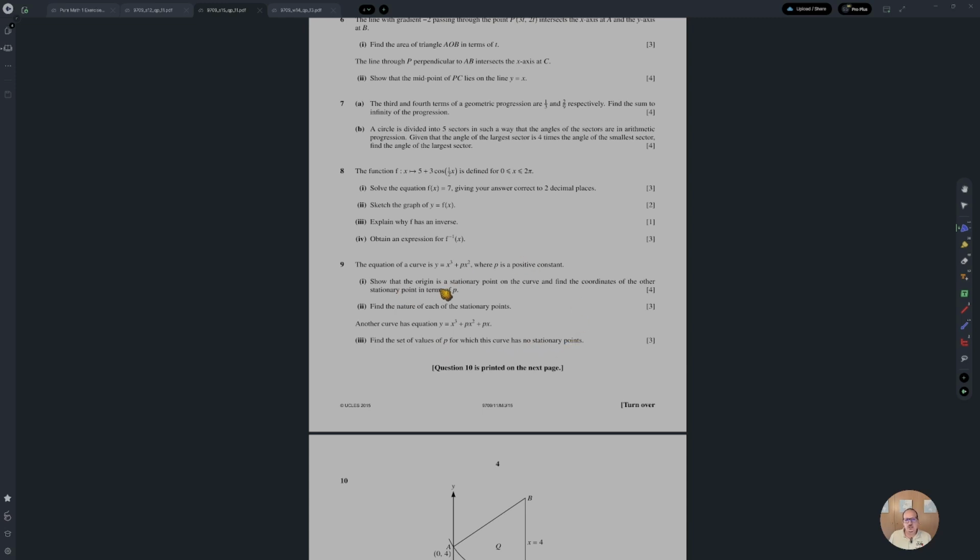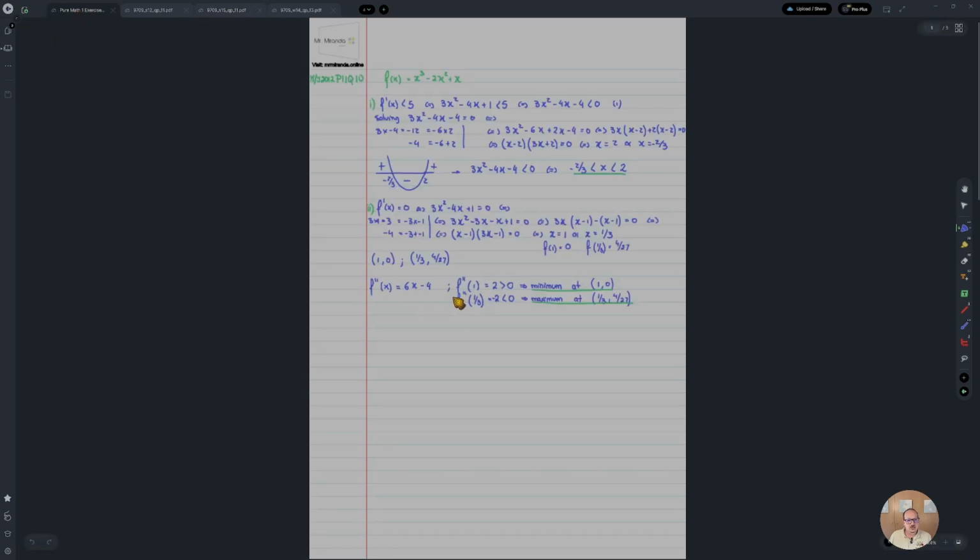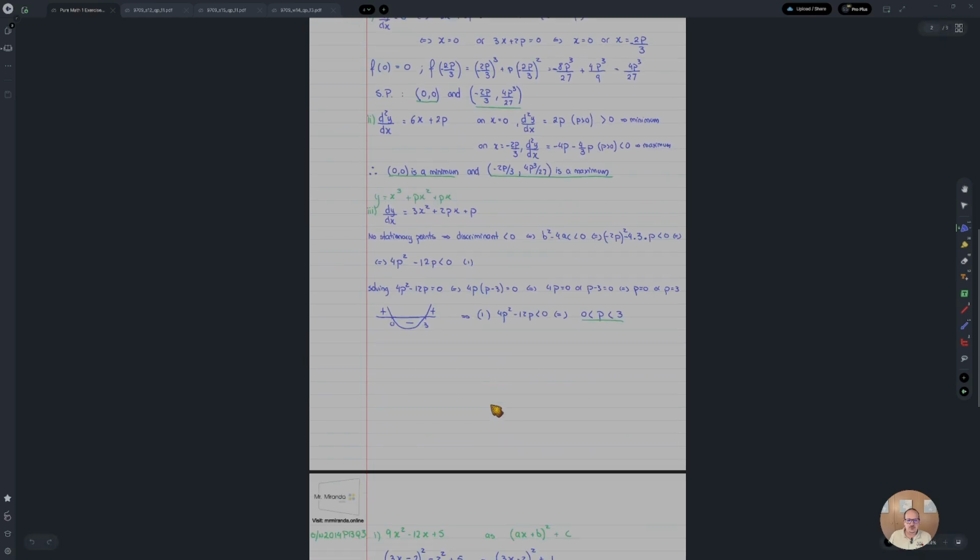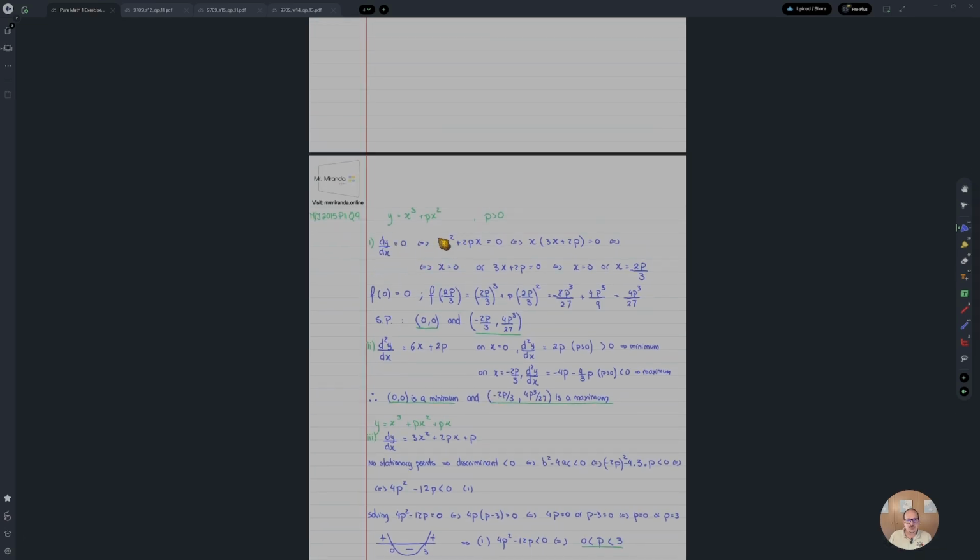So if you need to know the stationary points, namely proving that the origin is one of them, this is standard procedure again. Just get the derivative and equal it to 0. This is what you get. You have an expression in terms of p. Factorize x and equal it to 0. So as expected, one of the solutions is x equals 0, and the other one is an expression in terms of p that you equal to 0. And here you have the two possible solutions for the equation.